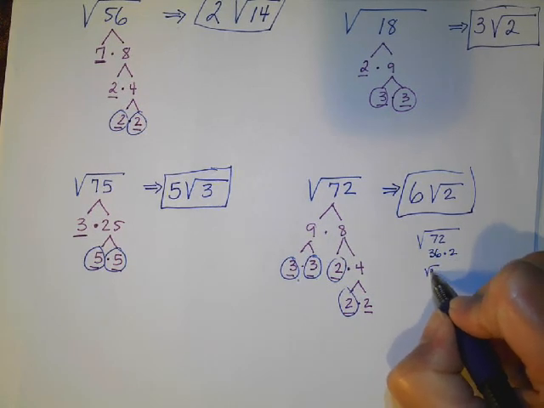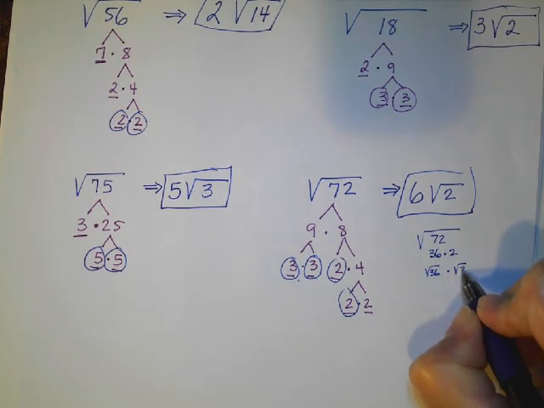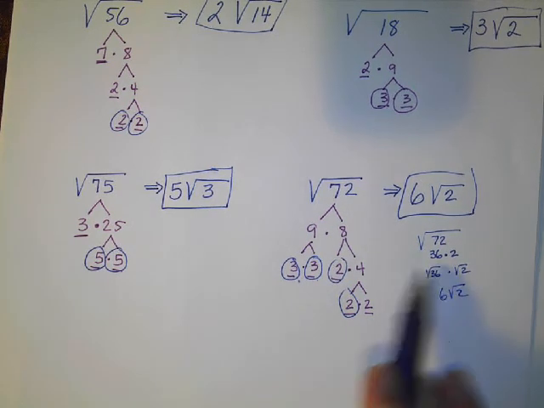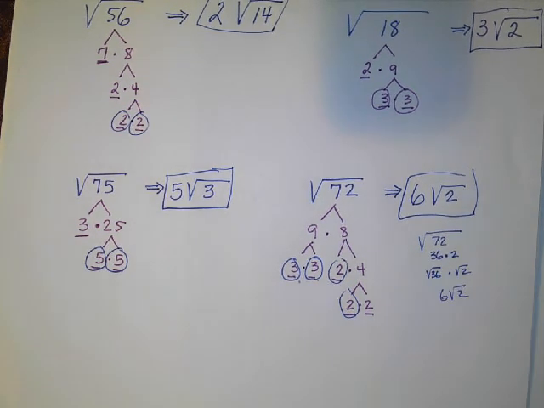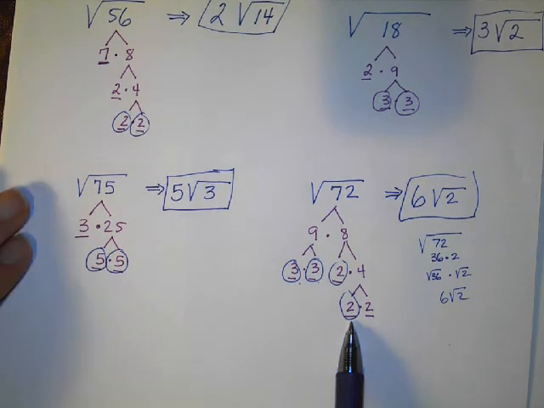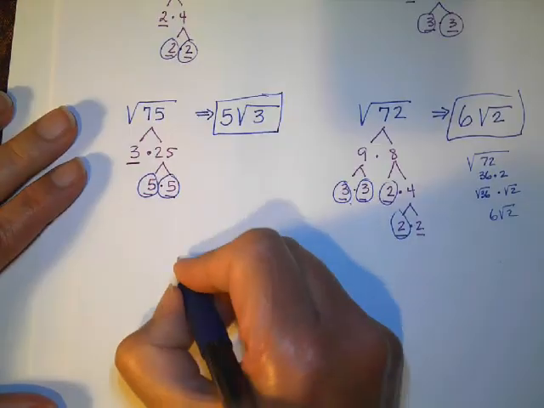Now, just to kind of reinforce that, another way to think about it is, guess what? 72 is a 36 times a 2. What's the square root of 36? 6. So see, that's just a 6 square root 2. But a lot of times kids can't see that there's a 36 in there, and that's why doing the factor tree is a little bit easier.